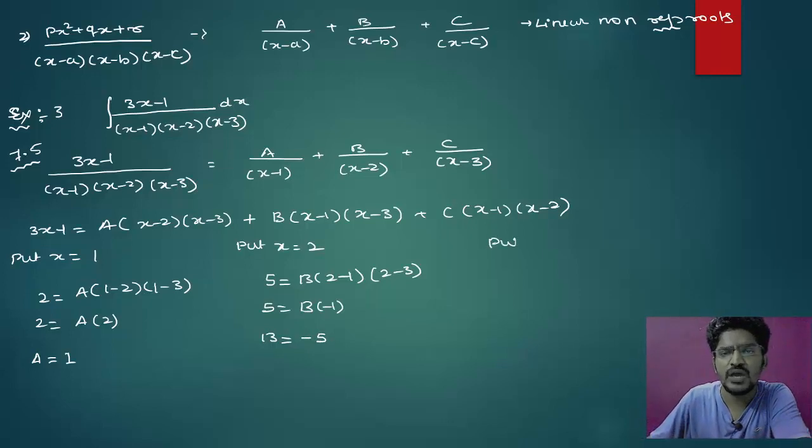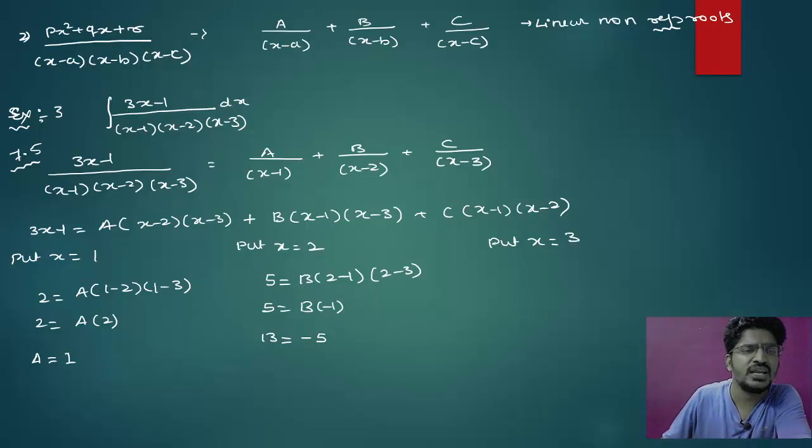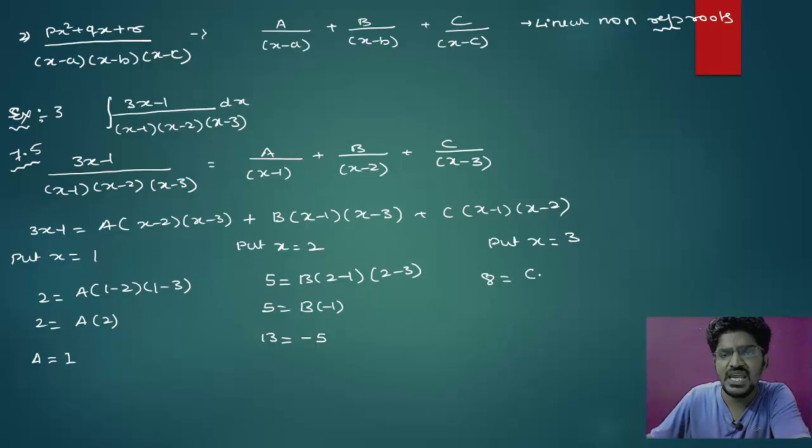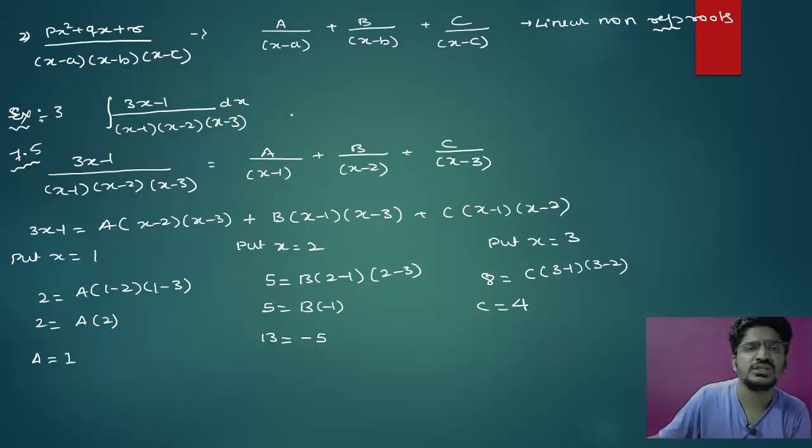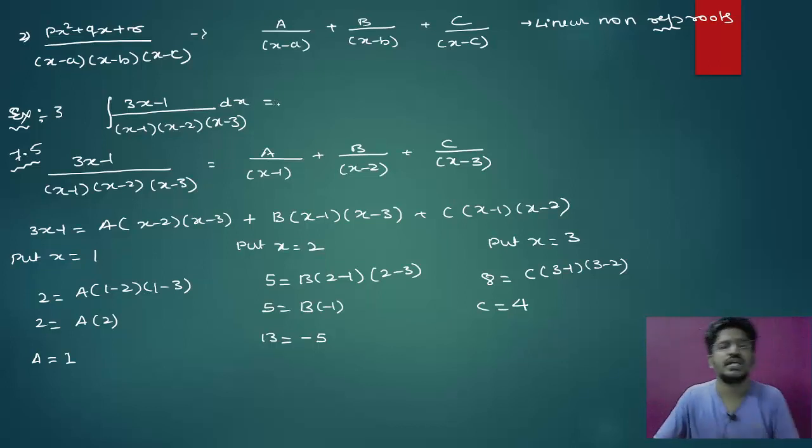In the same way, put x equal to 3. If I put x equal to 3, 3 into 3 is 9, 9 minus 1 is 8. So A will be 0, B will be 0, C into (3 − 1)(3 − 2). So 3 minus 1 is 2, 3 minus 2 is 1. So this will be C equal to 4. Okay. So now you have to use these values for this integration.